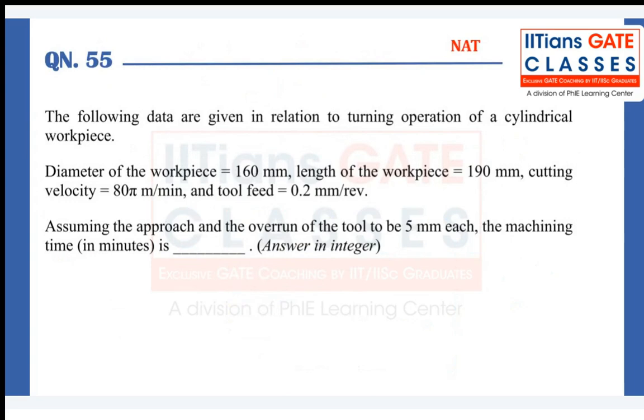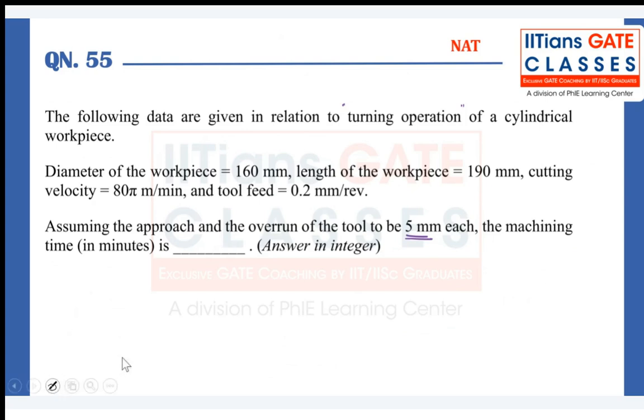Question number 55, guys. Now the following data are given in relation to the turning operation of a cylindrical workpiece. Diameter of the workpiece is given. Length of the workpiece is given. Cutting velocity is given, and tool feed is also given. Assuming that approach and overrun are 5 mm each side, then calculate the machining time. It is a turning operation.